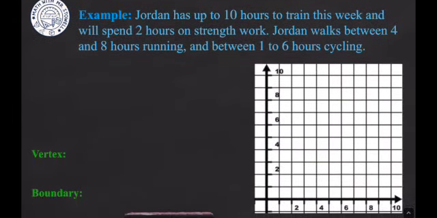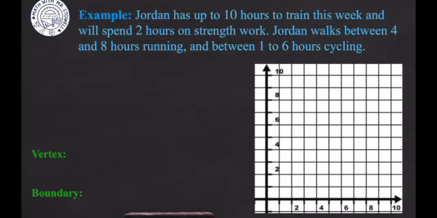Let's go ahead and look at another one. By the way, vertex is the area in which these lines cross. The boundary is the line that says it shall not pass. Okay, that is the difference between those. Boundary says you should not pass. The other one is where the lines cross.